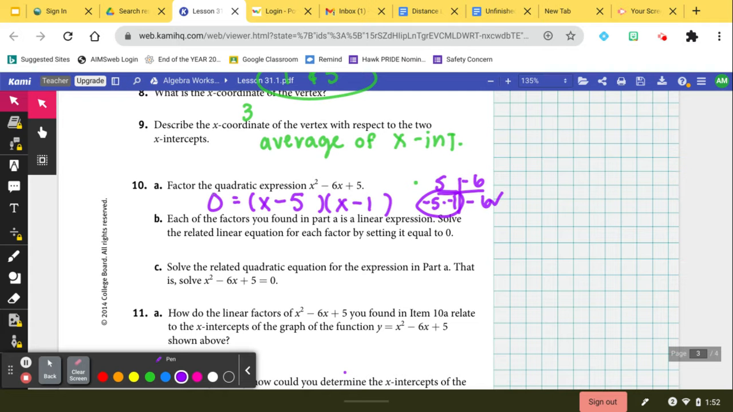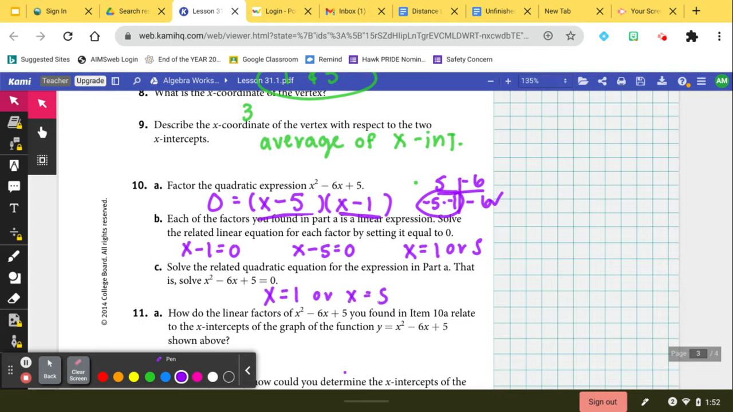B says each of the factors we found in part A is a linear expression. Solve the related linear expression for each factor by setting it equal to 0. Really, it's using the zero product property, which tells us if these two multiply together to be 0, one of them needs to be 0. So that means x minus 1 needs to be 0, or x minus 5 needs to be 0. Solving both of these for x would equal 1 or 5. Again, it says solve the related equation for the expression in part A. That's exactly what we did, which is x equals 1 or x equals 5.